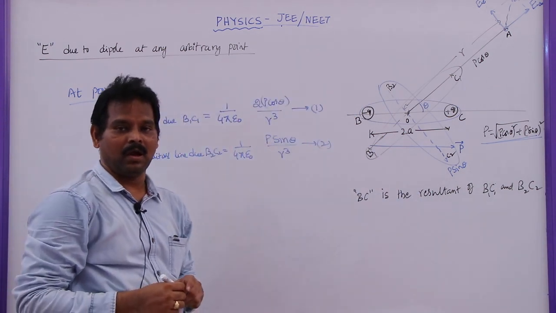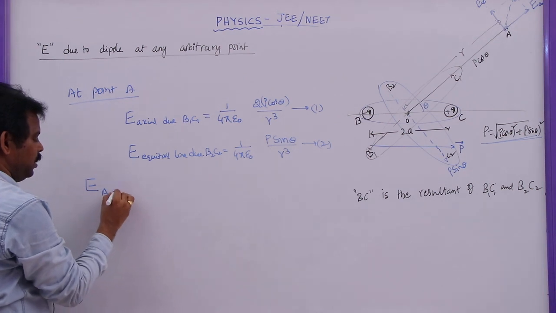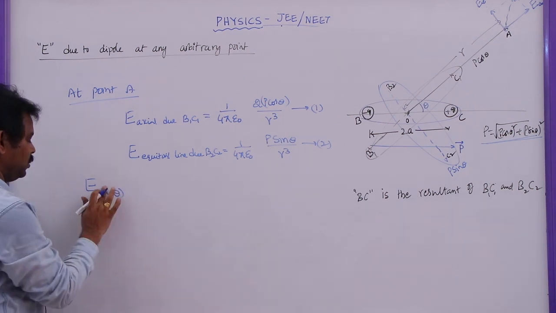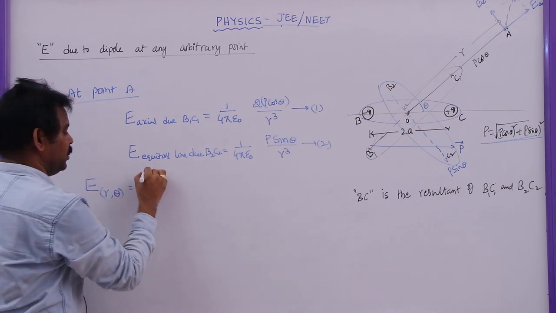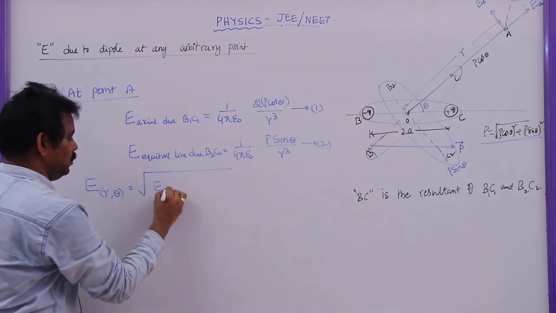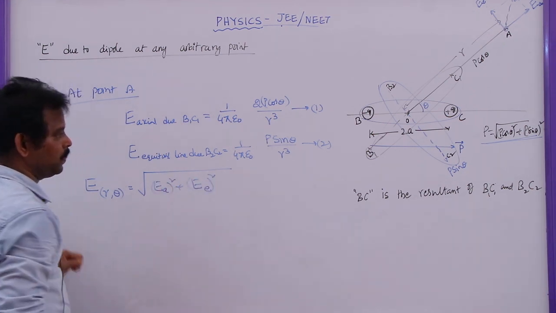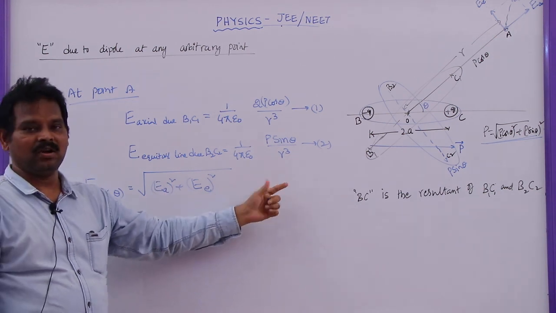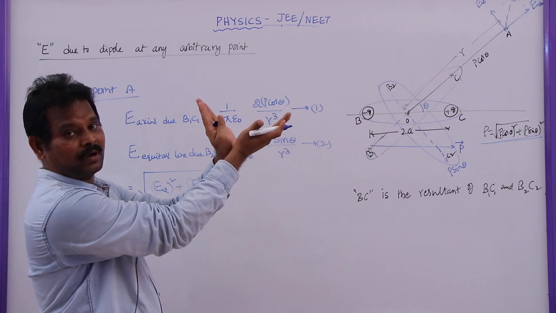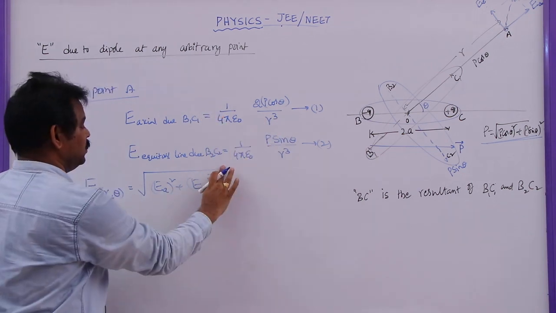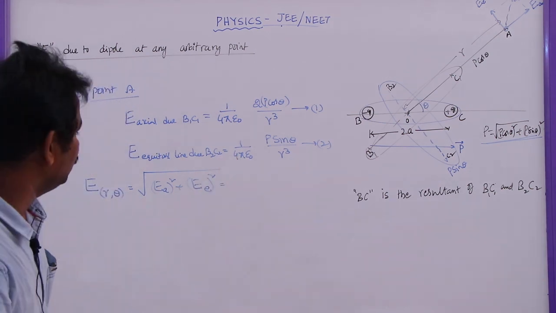By using the parallelogram law of vector addition, I can write E at point A, at a distance r from the center at an angle theta, which is given by root over E axial whole square plus E equatorial whole square plus 2 E axial E equatorial cos 90. Why? Because E axial and E equatorial are mutually perpendicular to each other, so I can take this as 90. Now let me substitute these values here.